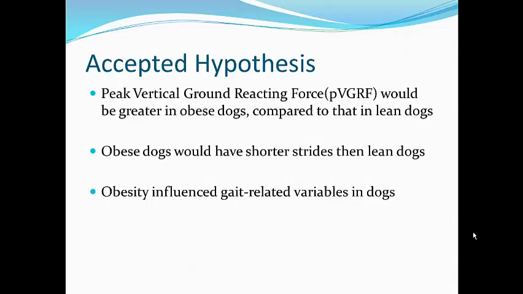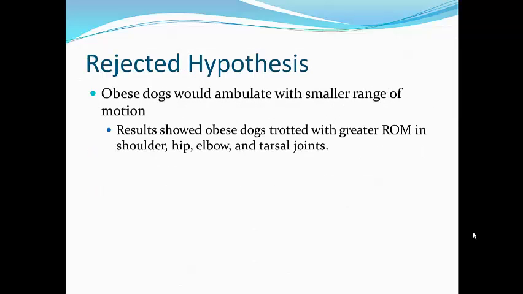The hypotheses that were accepted are that the peak vertical ground reaction force would be greater in obese dogs compared to that in lean dogs. Obese dogs would have shorter strides than in lean dogs. Obesity also influenced gait-related variables in dogs. The hypothesis that was rejected was that obese dogs would ambulate with smaller range of motion. But the results of this study show that obese dogs trotted with greater range of motion in the shoulder, hip, elbow, and tarsal joints.